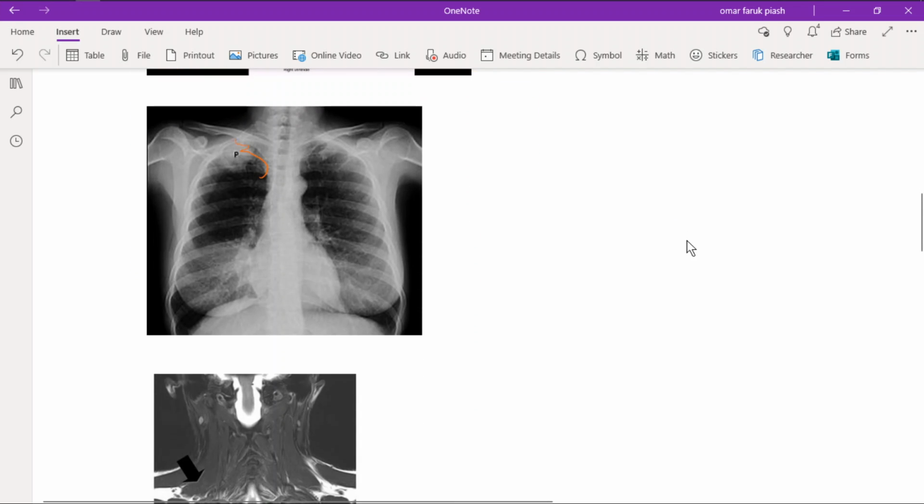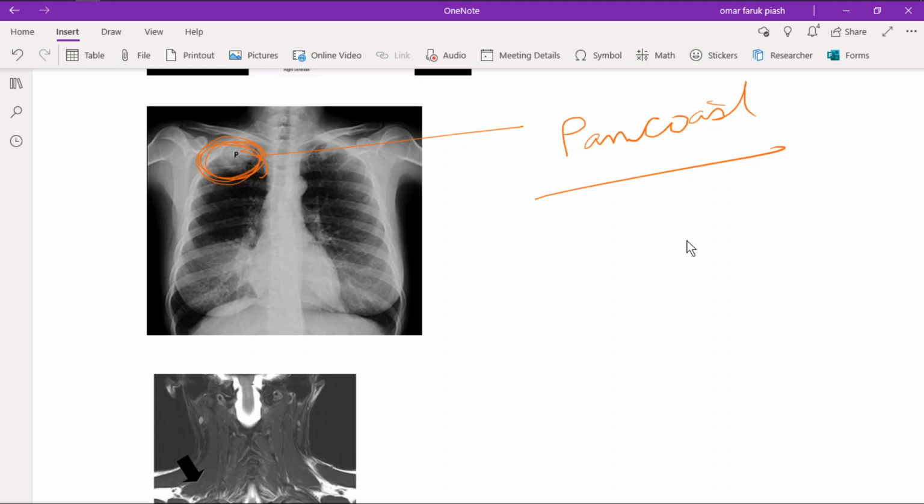There is a lesion in here, in the apex of the lung. You can easily interpret that an aged person with an apex of the lung lesion might have Pancoast tumor. Pancoast tumor, also known as superior sulcus tumor, mostly happens in the apex of the lung. It usually invades some structures.